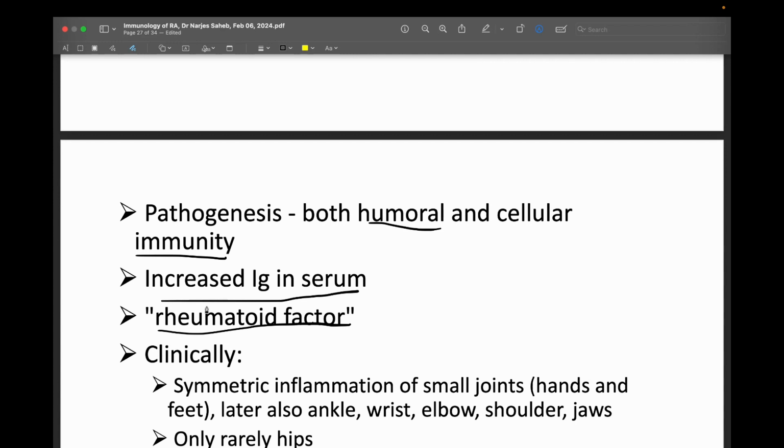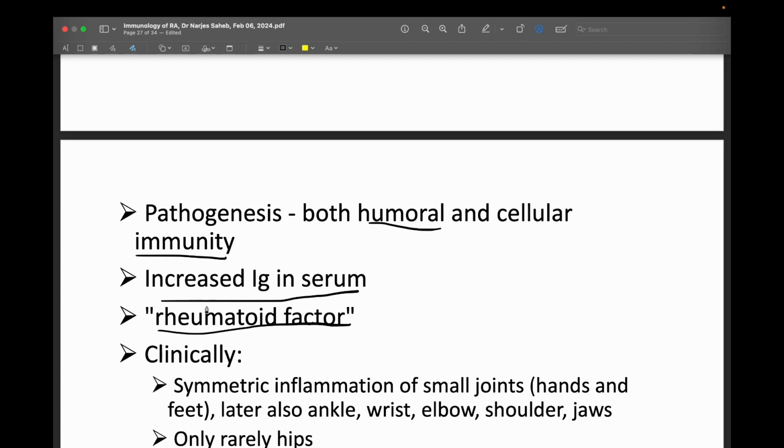What is rheumatoid factor? An IgM antibody basically binding to what? To the Fc region of the IgG antibody. Basically it forms the rheumatoid factor. Rheumatoid factor starts to be deposited in the joints, which will cause the inflammation and the arthritis. So from this we can know which type of hypersensitivity. It's considered to be type 3 hypersensitivity.